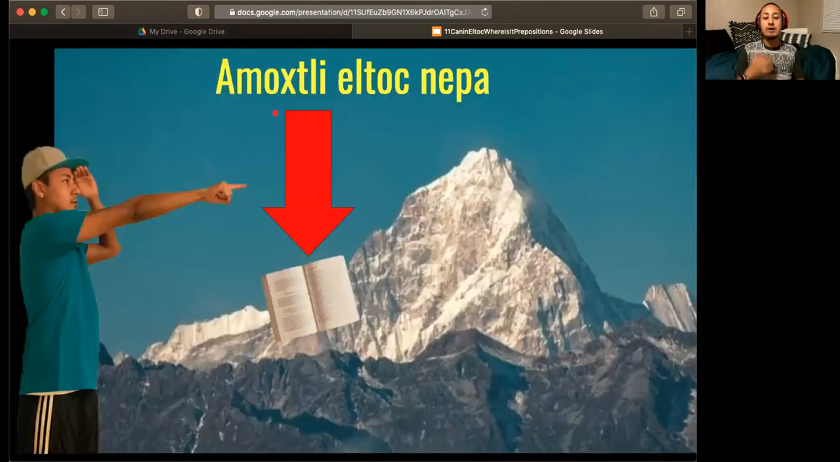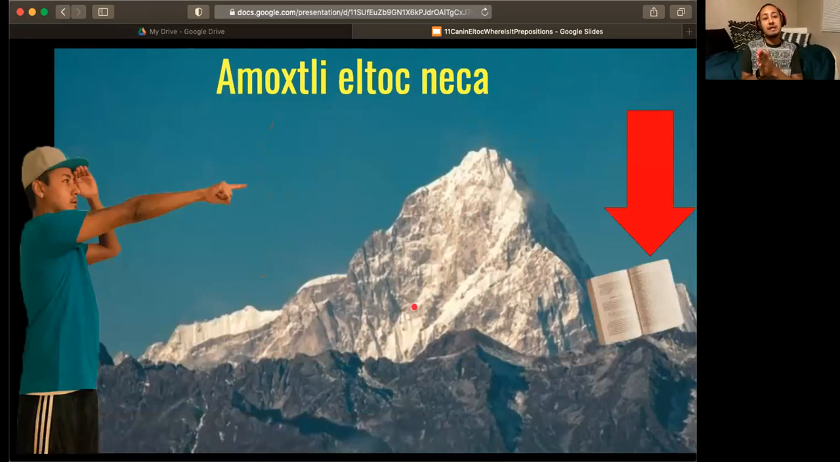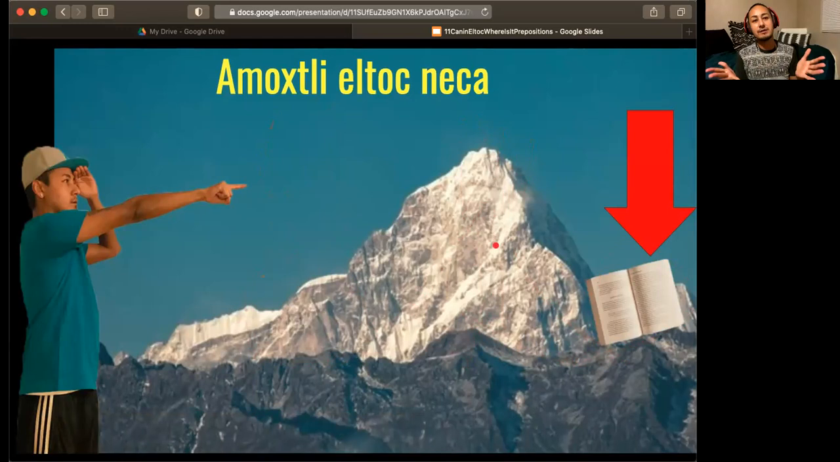However, you could also say Amoshli Eltoc Nepa. So Nepa is a lot further away than Nopayo. But notice that the book is here in front of this mountain. Whereas when I say Amoshli Eltoc Neka, the book is over here behind this mountain. Do you think you can figure out what it is? Or if not, I might have to tell you.